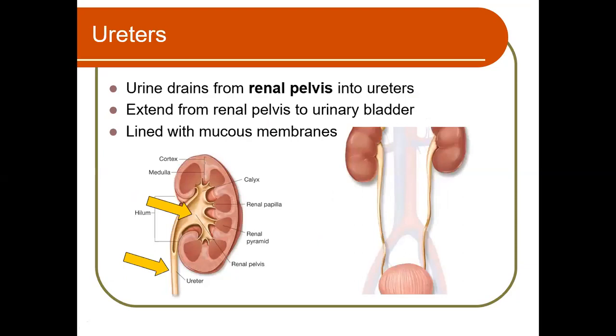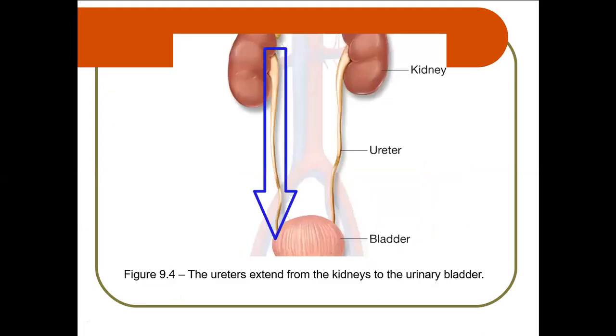Now the ureters. The urine drains from the renal pelvis into the ureter, which extends from the renal pelvis to the urinary bladder. We can see here from the kidneys to the urinary bladder. They are lined with the mucous membrane. We can see here the ureters extend from the kidney to the urinary bladder.